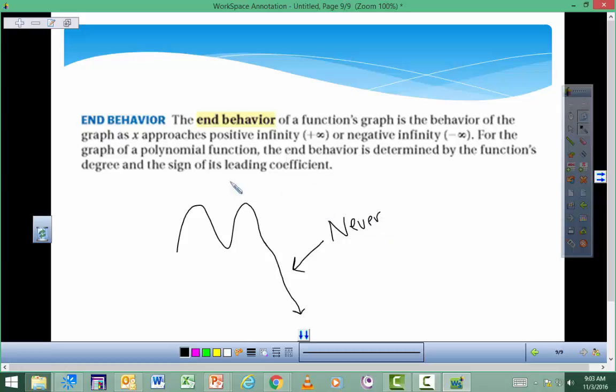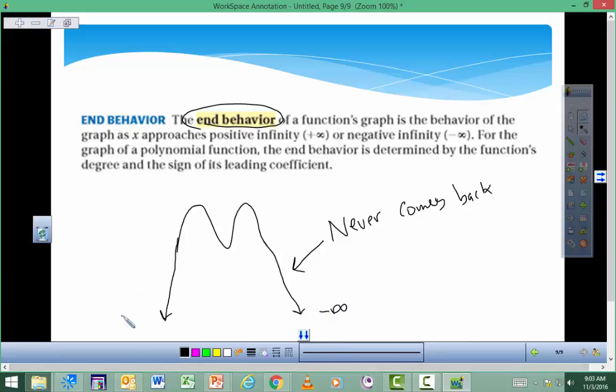This happens with polynomials. At some point, you get to what we call the end behavior, and the curve never comes back. Same on this side, it's not going to make any more turns. It's going on down forever, so it never comes back. And this is what we mean by end behavior. We say it's going down to where? Negative infinity.